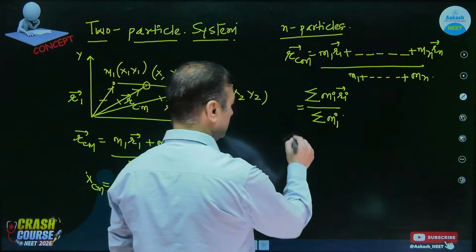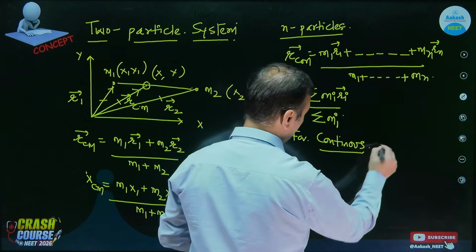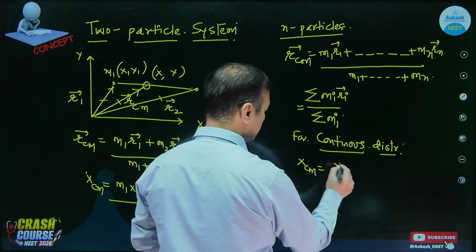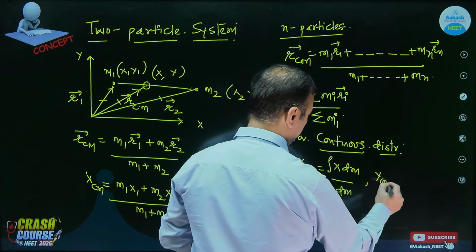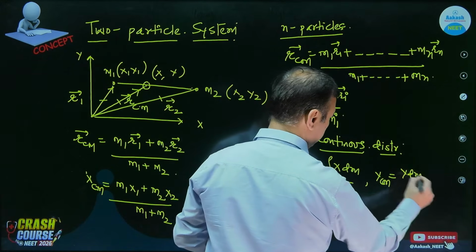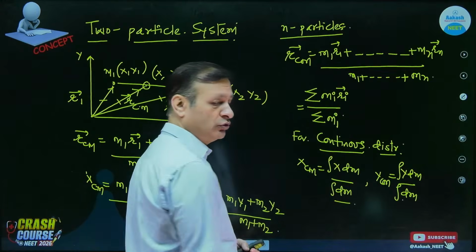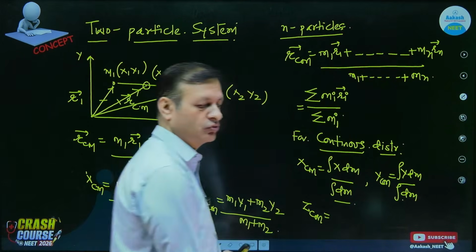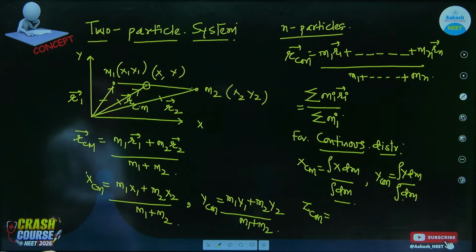Now, for a continuous distribution, we can put the x coordinate of the center of mass as integral of x dm over integral of dm. Similarly, the y coordinate can be written as integral of y dm over integral of dm, and this integral of dm represents the total mass of the distribution. Similarly you can put the z coordinate also. Okay, fine. So now let's move to some basic numericals.